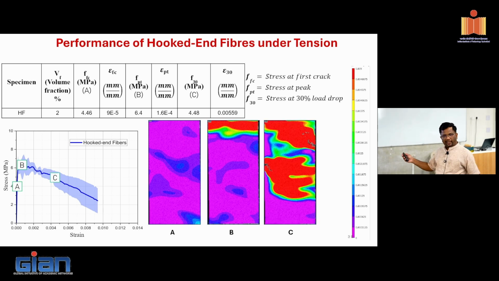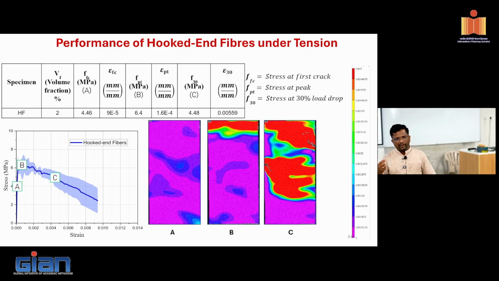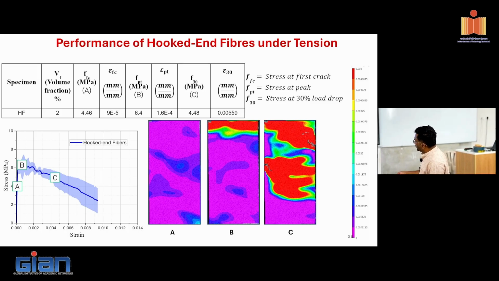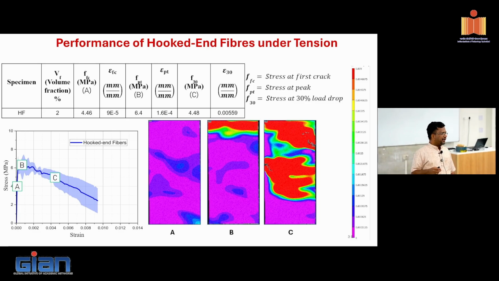For some reason, we are doing more tests on this to really find out why the hooked end fibers, the small fibers with hooks, we were thinking should actually perform better. At least I was expecting that this C, the residual strength, and the strain at which it is going to fail, would be much higher. But surprisingly, we are not getting it.